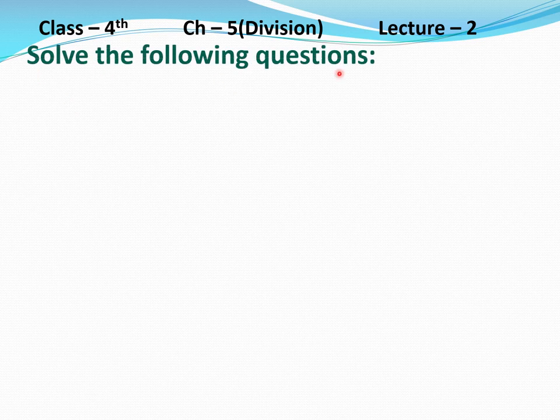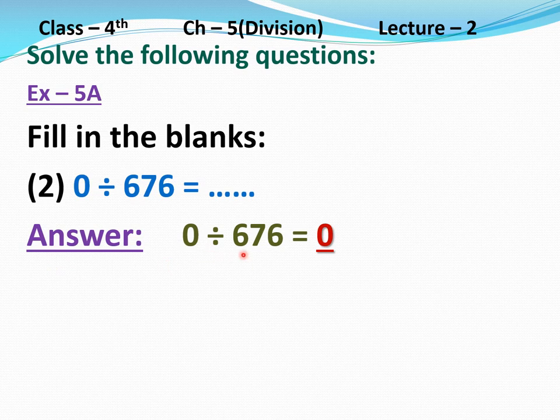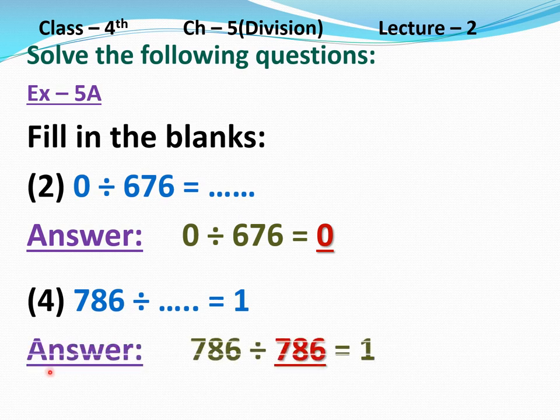Now solve the following questions. Exercise 5A. Fill in the blanks. Question number 2. 0 divided by 676 equal to dash. Answer. 0 divided by 676 equal to 0. Because if we are dividing 0 by any number, then the quotient will be 0. Clear? Now question number 4. 786 divided by dash equal to 1. Okay. So write down the answer. 786 divided by 786 equal to 1. Clear?